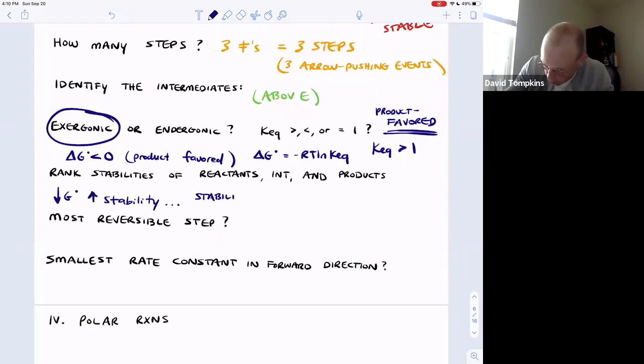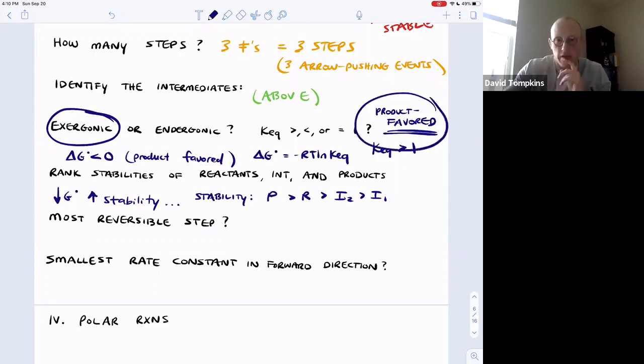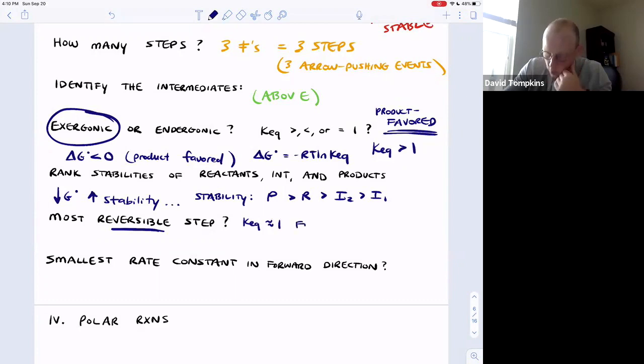So I'm just ranking them according to their standard free energies, which are given to us. In other words, most stable, the product is the lowest energy, and then reactant, and then intermediate 2, and intermediate 1, right? And the product being the most stable of any of these is why it is product favored, or equilibrium constant is greater than 1. The most reversible step, okay, is the one where KQ is closest to 1. Not for the whole reaction, but for that step. And if KQ for that step is closest to 1, then delta G is very close to 0.